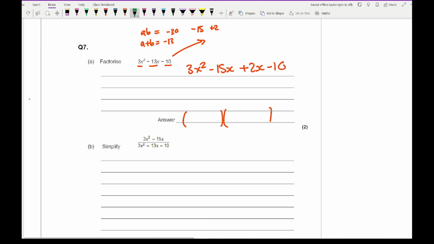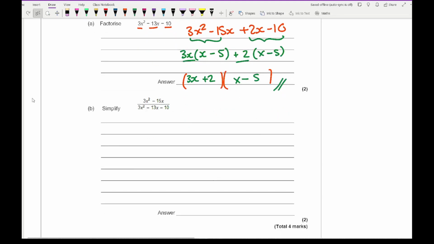Then from this, I factorise the pairs. Now, if you have absolutely no idea what I'm doing, do not worry. There's a video on my channel that goes over this. I've got 3x, and then it's going to be x minus 5 plus 2 times x minus 5. So one of the brackets is x minus 5, and the other bracket is using these multiples. So I've got 3x plus 2, and there I factorised it.